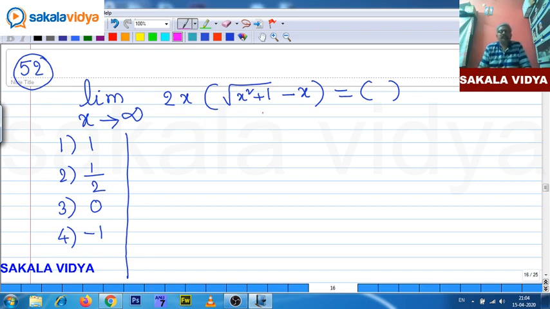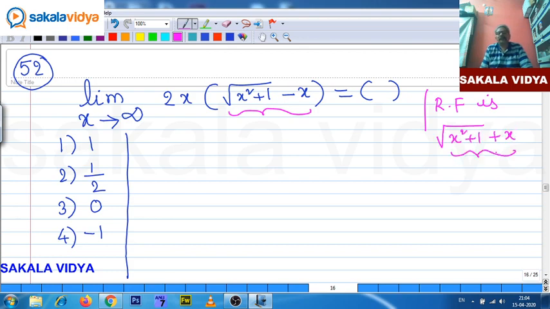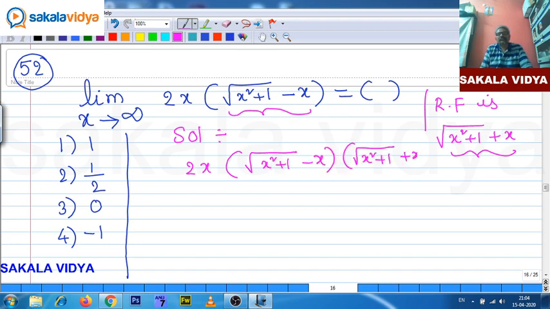Okay, better to rationalize it here. What is the rationalizing factor of root of x square plus 1 minus x? The rationalizing factor is root of x square plus 1 plus x. That means multiply both numerator and denominator with this one. So this can be written now as 2x into root of x square plus 1 minus x into root of x square plus 1 plus x upon root of x square plus 1 plus x. So, rationalization has been done.